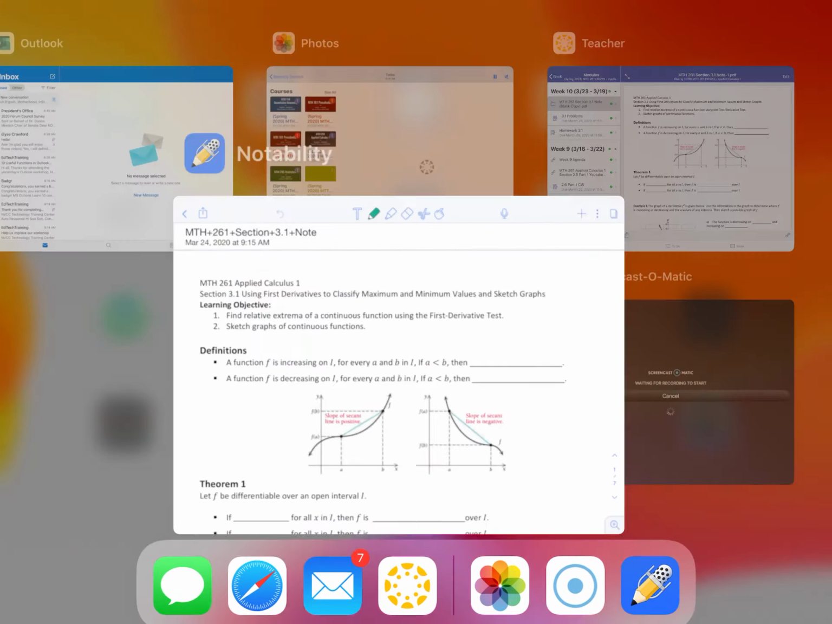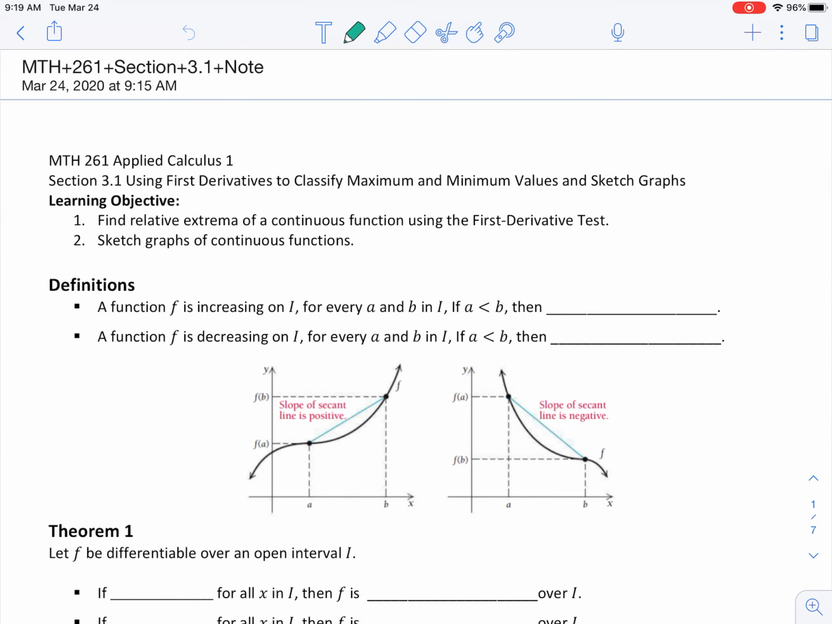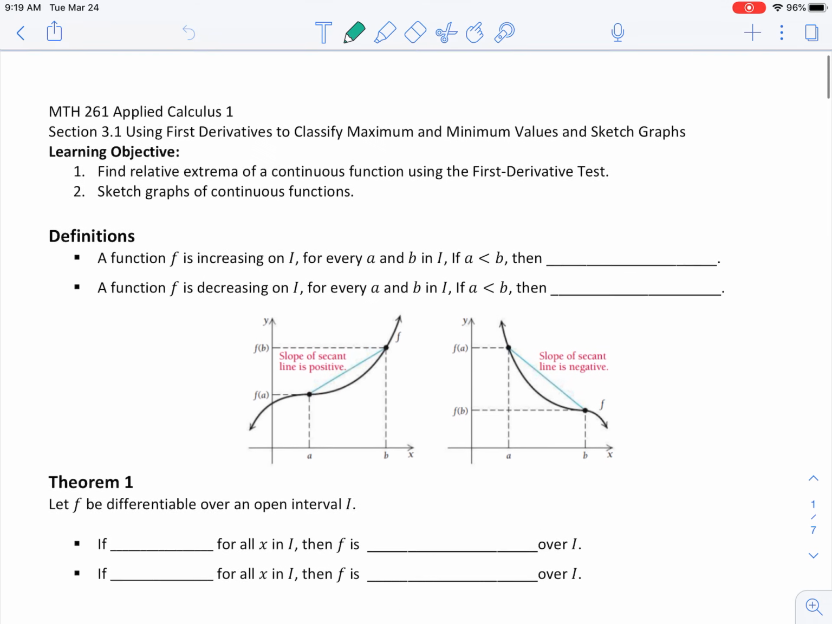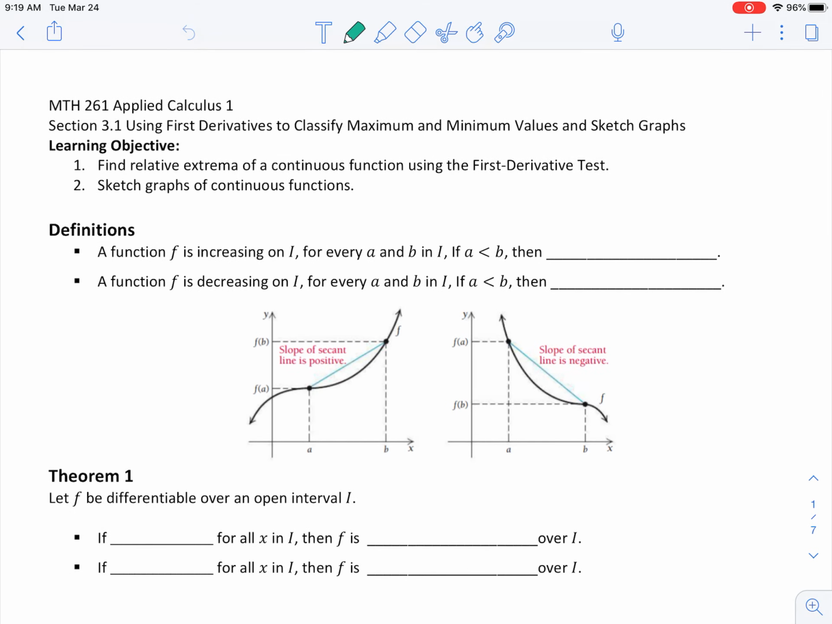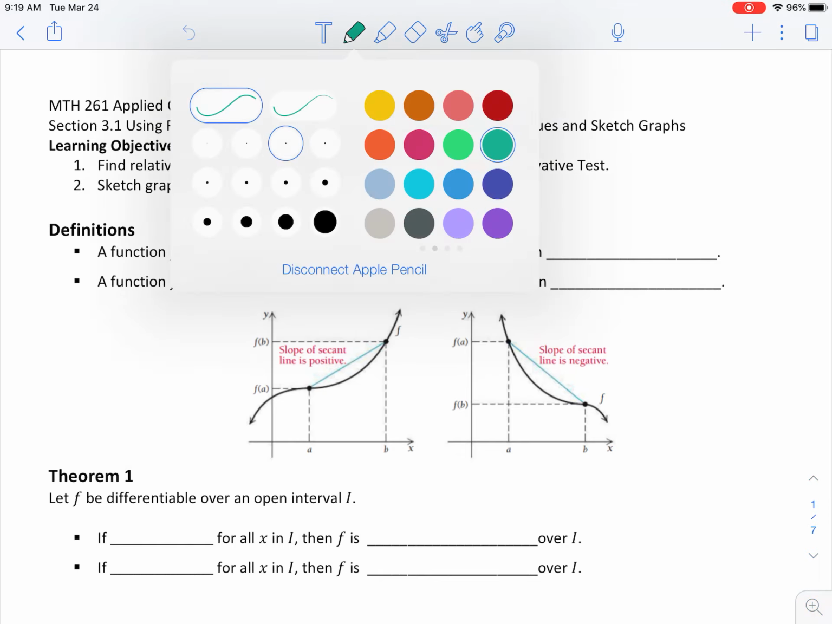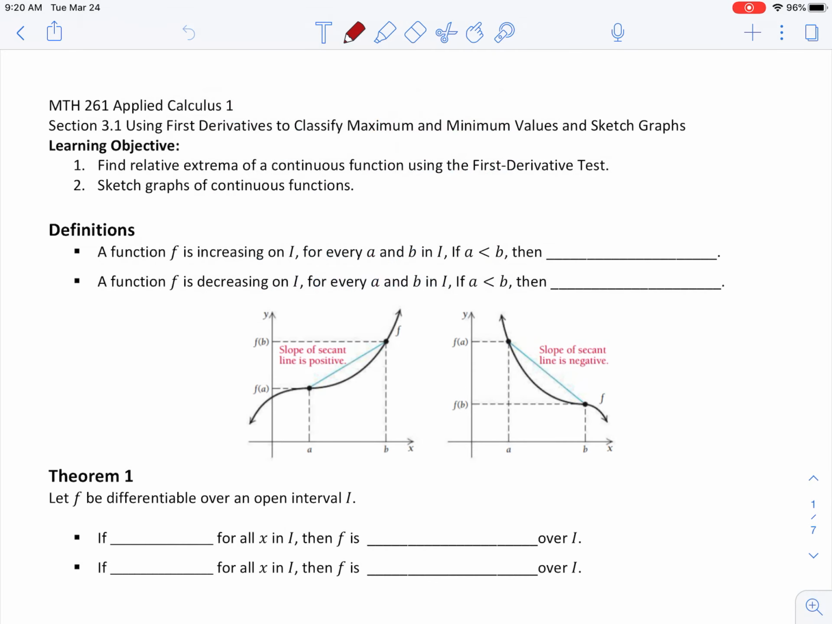All right, let's get started on this note. Section 3.1 is about using first derivatives, which you all know how to find, to classify maximum and minimum values. And the goal is to really sketch the graphs. Like I said, I will probably just go over the first 3 pages in this video and start recording another one so that the videos are not too long and not too big.